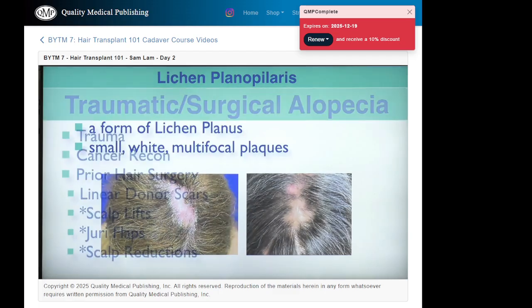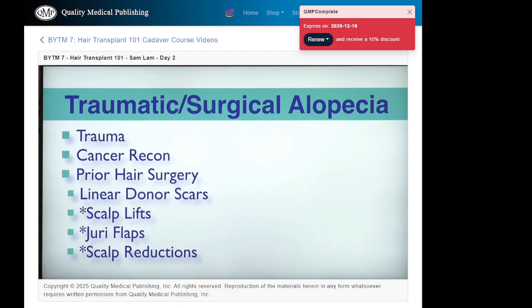Finally, the last category here is traumatic surgical alopecia. There's trauma, cancer reconstructions, prior hair surgeries, linear donor scars. We know all of that. The reason I put asterisks on the last three is that these are things you may not know about, but these are all those popular surgeries in the 1990s that have become less popular today.